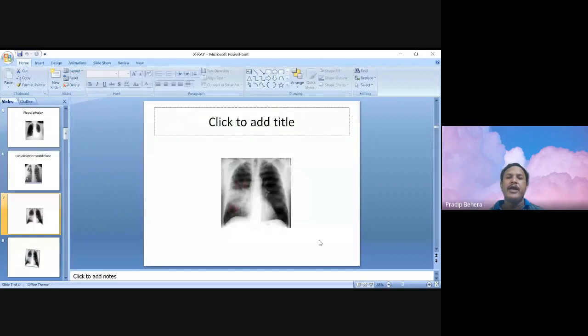So again, you can also say this is a consolidation. You find there is not a homogeneous opacity. There are black dots inside. So this is non-homogeneous with air bronchogram, very typical of a lobar pneumonia. Once you are shown a lobar pneumonia, you have to answer further questions, like what are the common causes of lobar pneumonia? What is bronchopneumonia? What are the causes of bronchopneumonia? What are the causes of bilateral bronchopneumonia?